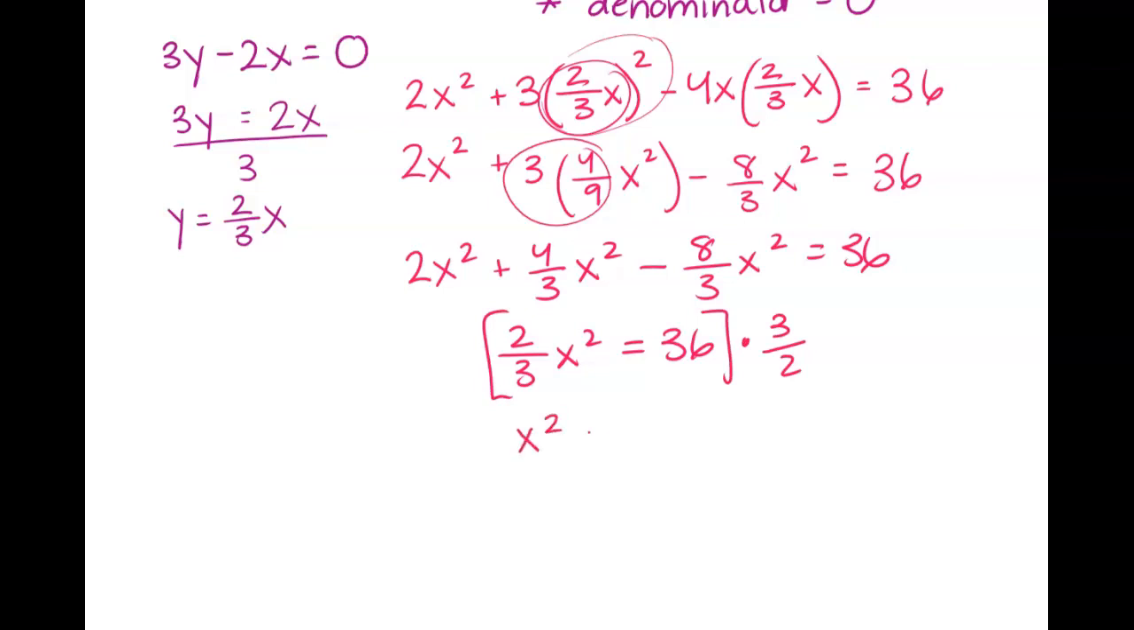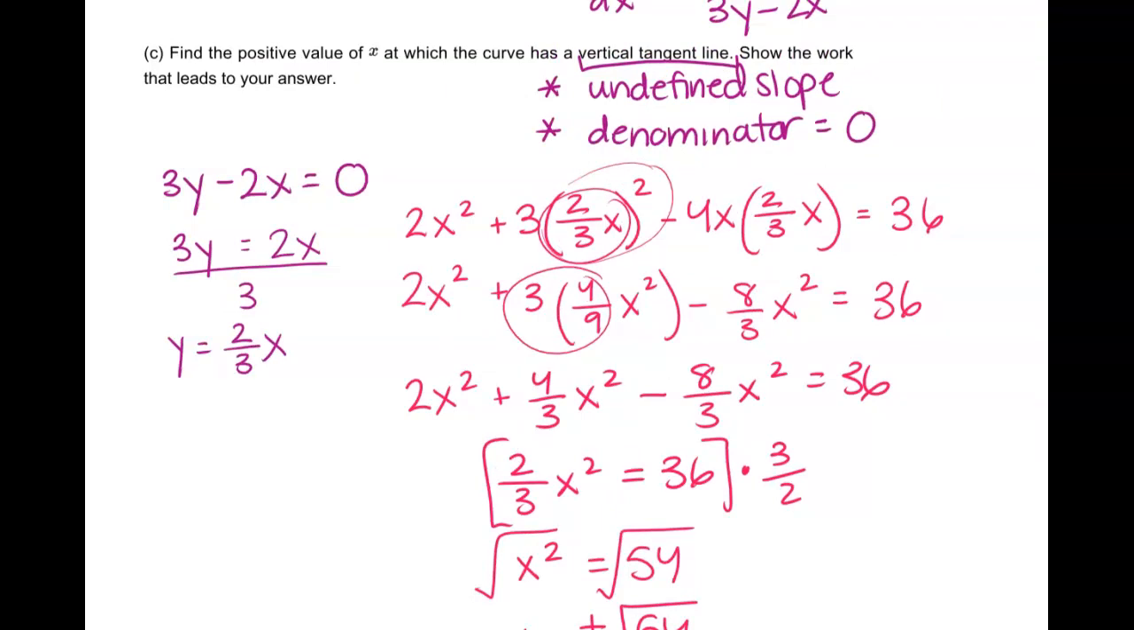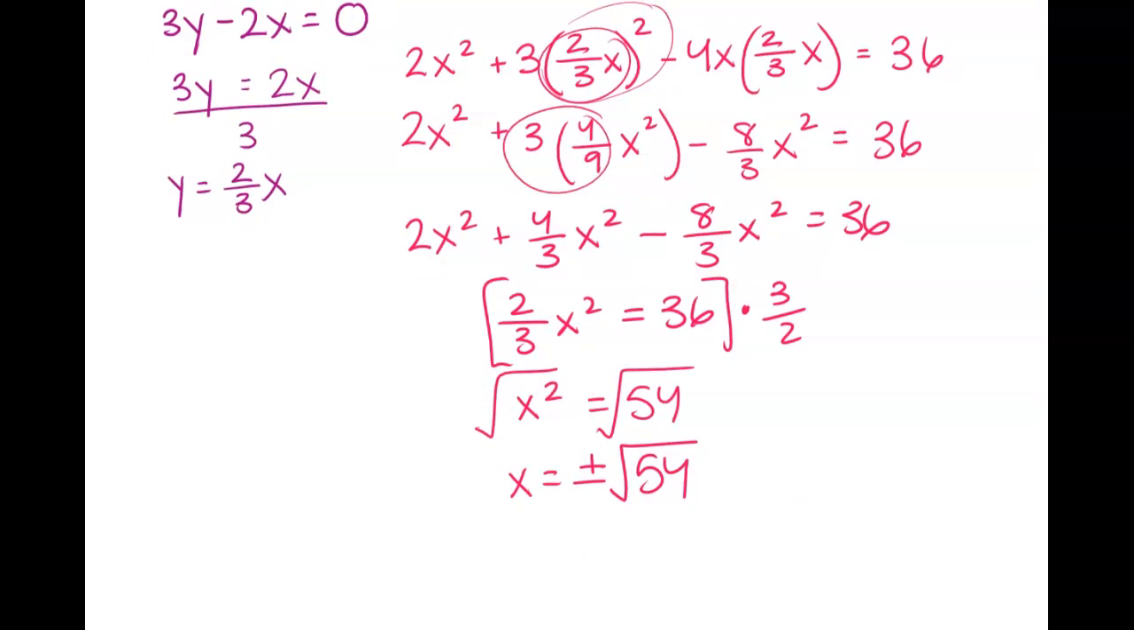So we end up with x squared equals 36 times 3 halves. Well, I know 36 divided by 2 is 18, and 18 times 3 is 54. Square root both sides. x is positive and negative square root of 54. So now I've done a bunch of math and I forgot what I'm actually finding. We were looking for the positive value of x at which the curve has a vertical tangent line. So we don't want the negative square root of 54. So our answer is just x equals square root of 54. And we are all set.